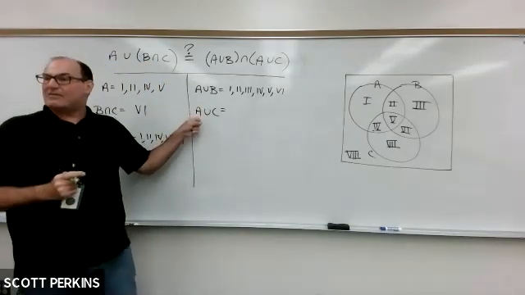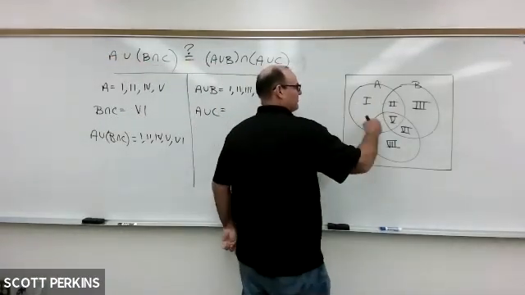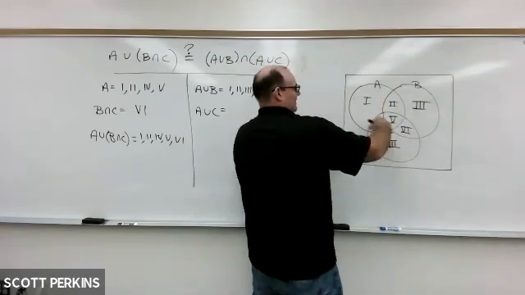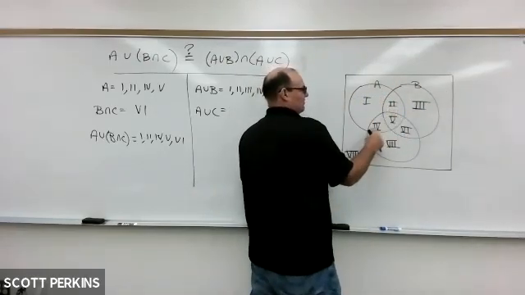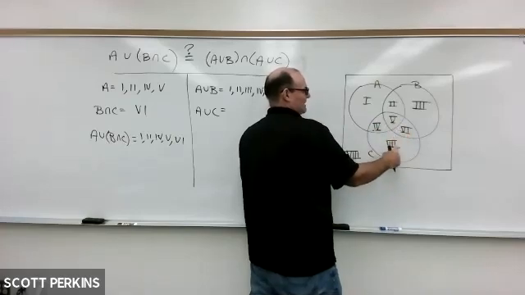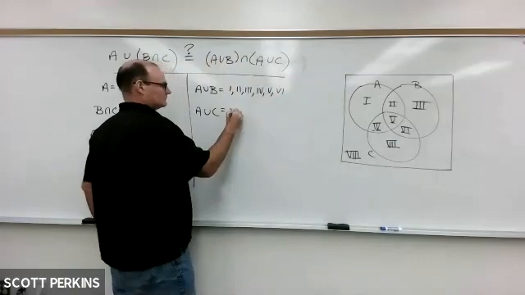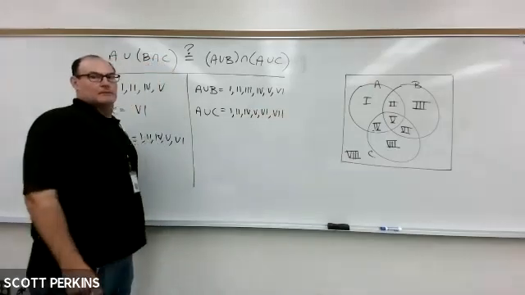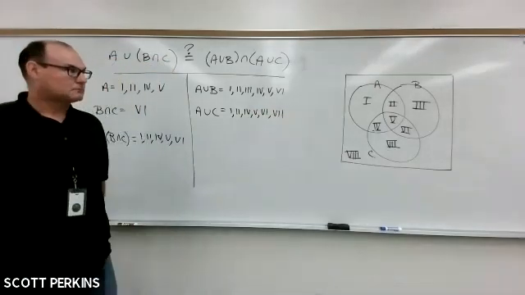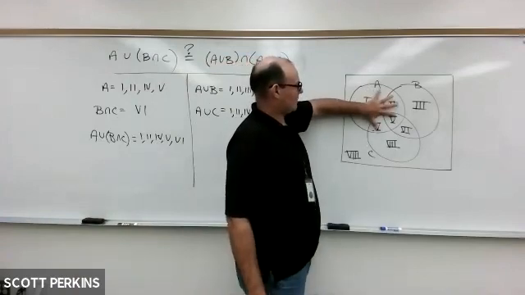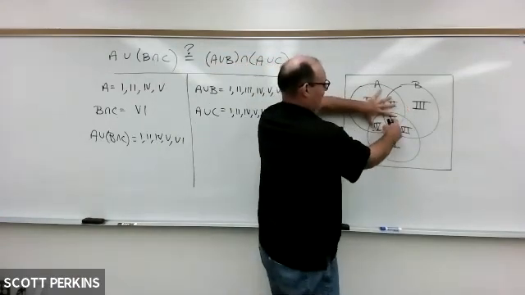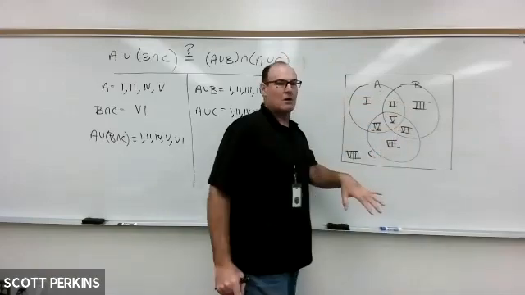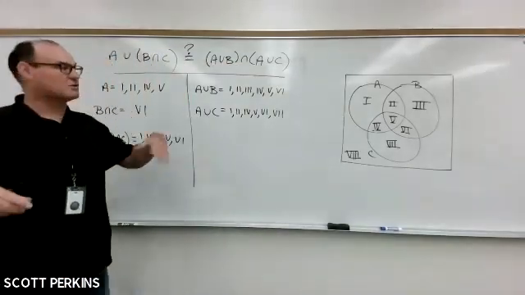Similarly, A union C, everything in A, everything in C. So here's my circle for A, here's my circle for C. Forgetting the B circle, forgetting the universe, everything in A, everything in C is going to be 1 and 2 and 4 and 5 and 6 and 7. So again, A is this circle, that's 1, 2, 4, 5. C is this circle, and we've already got the 4 and the 5, and then the 6 and the 7. Okay, that's where I got those regions from. Those are the puzzle pieces.